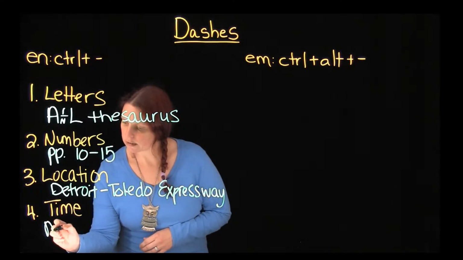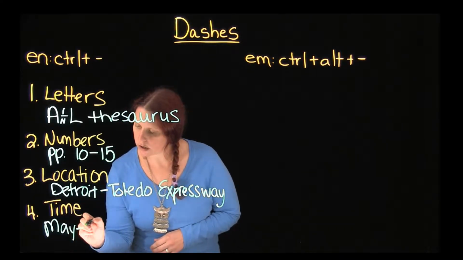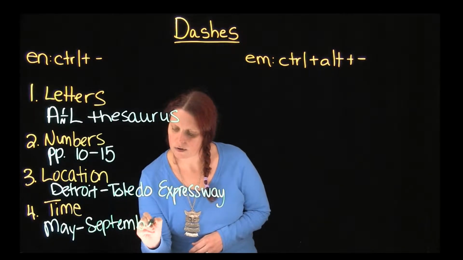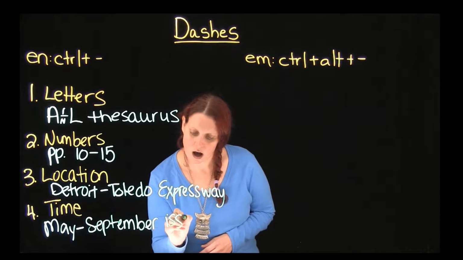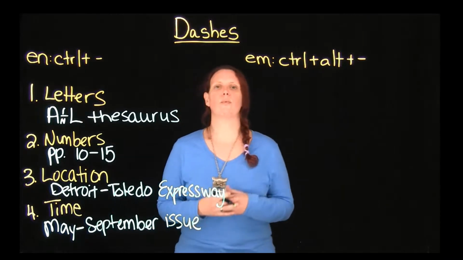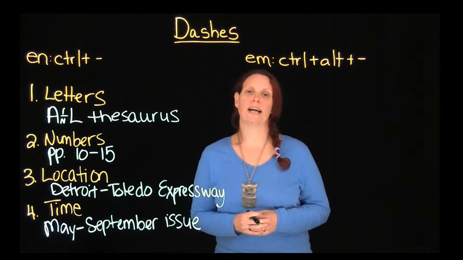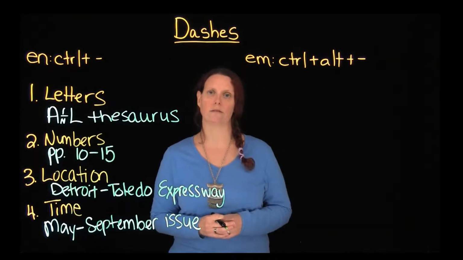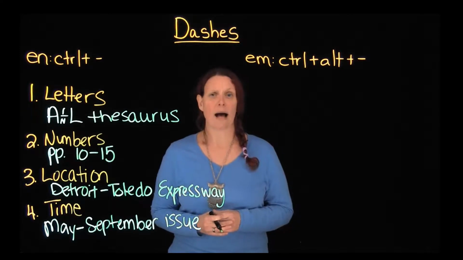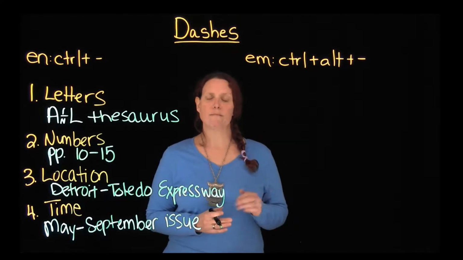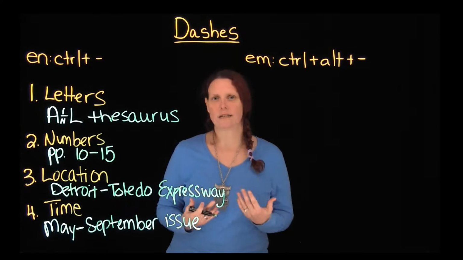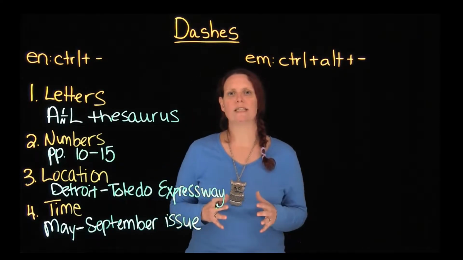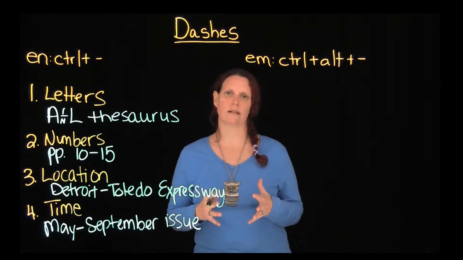For time, let's say I'm looking through a May-September issue of a magazine. Again, I want to show the range of months, so I need to use the N dash. That's a very specific grammatical decision that we need to make. However, when using the M dash, that's more of a stylistic choice that you as a writer make. You are able to emphasize information within your sentence.